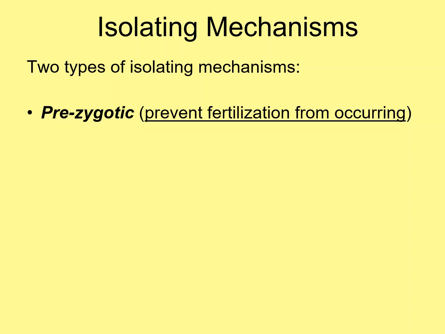Prezygotic isolating mechanisms are often among the first to evolve. They're extremely important in the speciation process. And in some cases, they might actually be part of the reason that the populations are separated from each other in the first place. They may be part of that speciation mechanism. And I'll go into the detail more on that here in just a second.